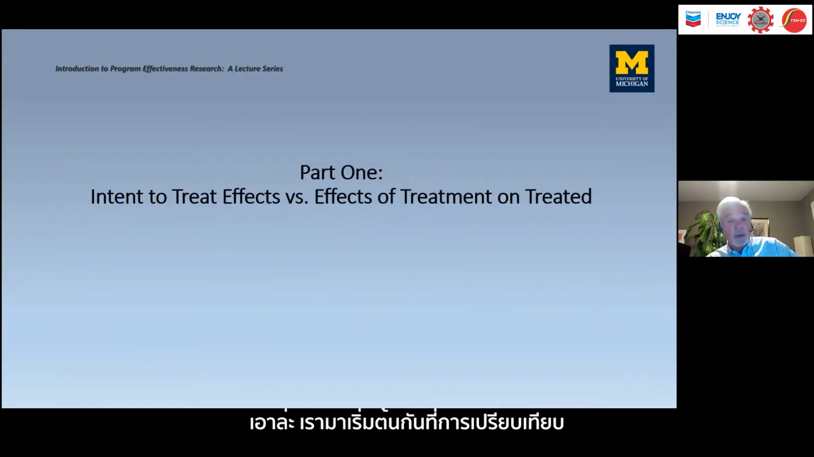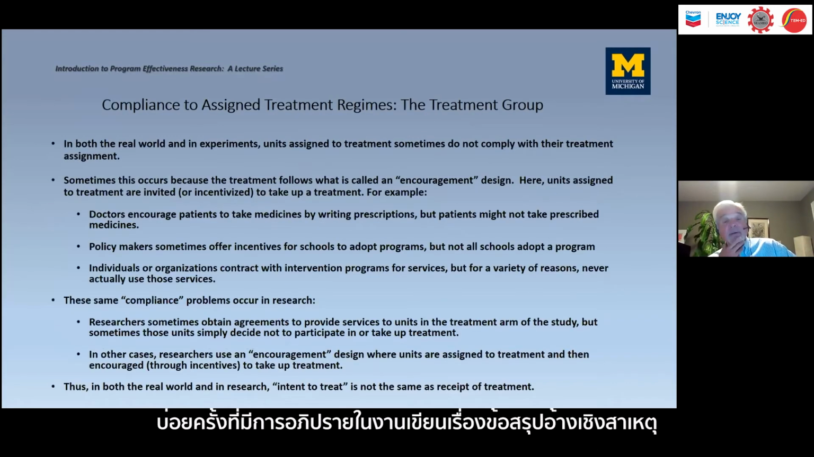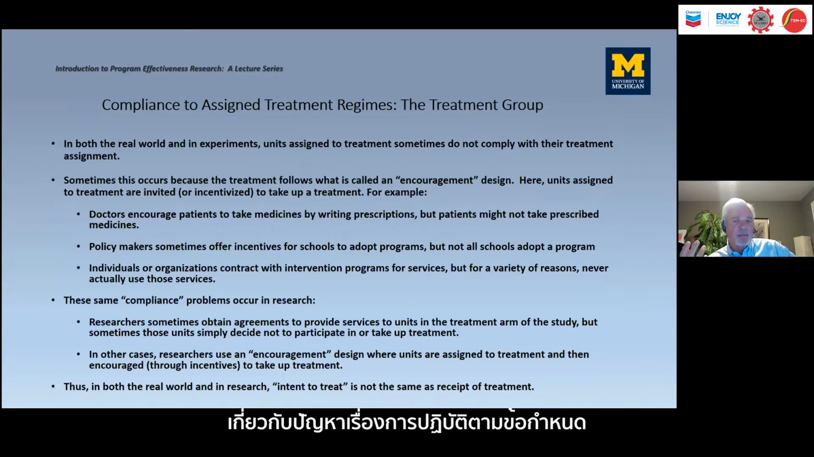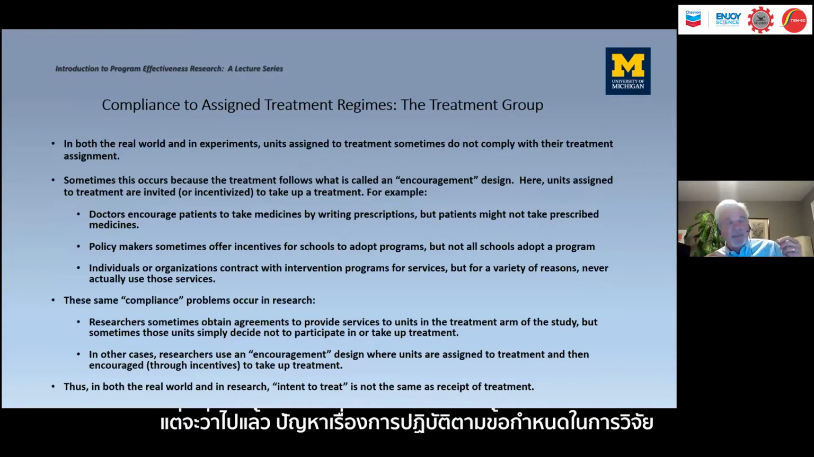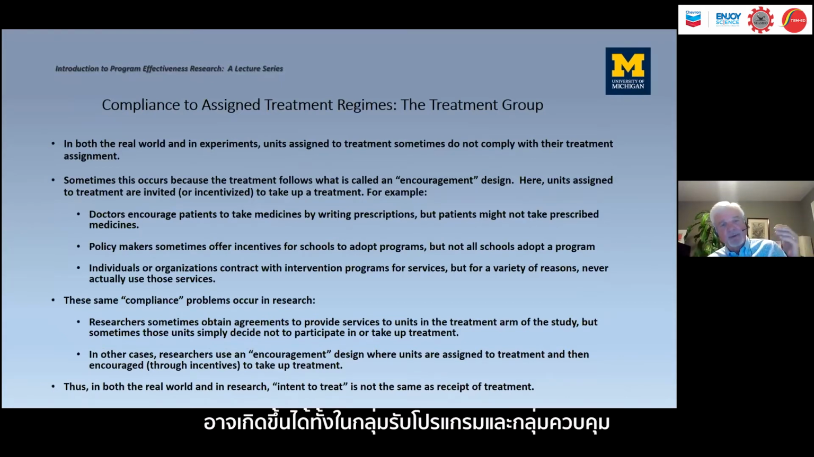So here we go. Let's start with the intent to treat versus the effects of treatment on treated. Now, this is often discussed in the causal inference literature as a problem of compliance. So let me discuss the compliance problem as it occurs. And by the way, the compliance problem in research can appear in both the treatment group and the control group. Let's start with compliance problems in the treatment group.